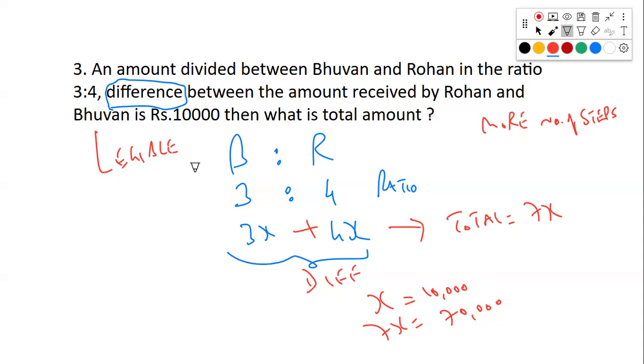So unless you practice now, you will not be able to attempt more number of questions. So consciously reduce the number of steps. Think more, write less. Okay, so you can actually do that.